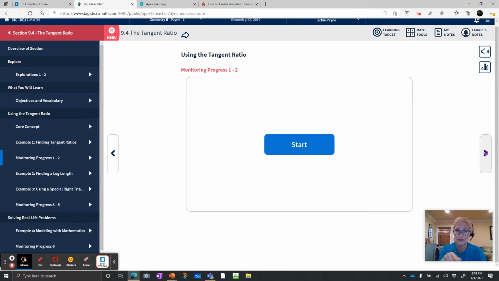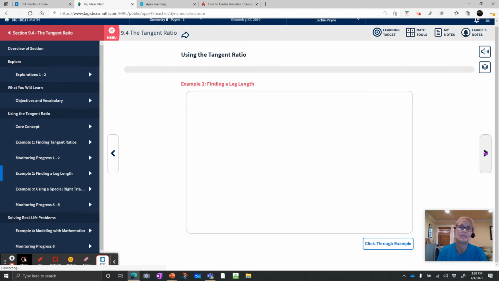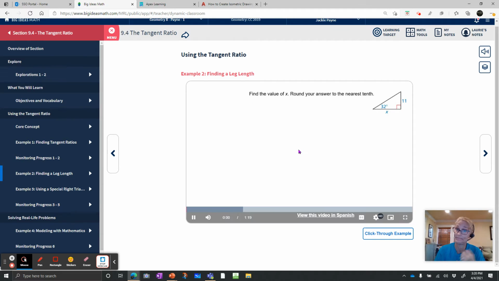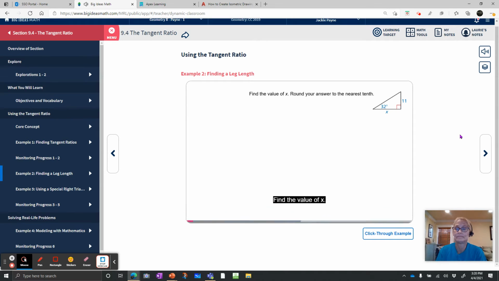Continuing on, these are the examples we'll do in our notes together. And then here's how we would find a length. If we have the angle, then we can also use the ratio to find the length. Find the value of x. Round your answer to the nearest tenth.